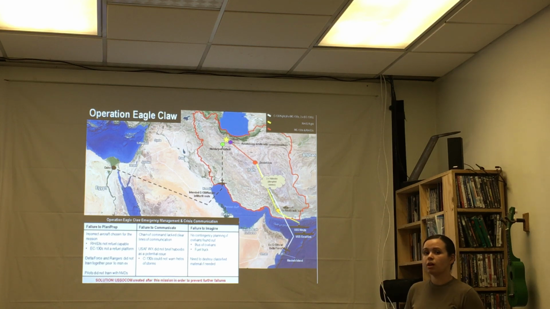And additionally, they did not destroy all of the classified information that could have been on those aircraft. So because of all of these failures, the Holloway Commission established 23 points. These are just a few of the points that the Holloway Commission came out with, and the solution to solving this problem was the establishment of U.S. Special Operations Command, also known as SOCOM.